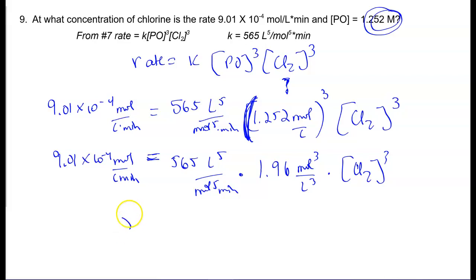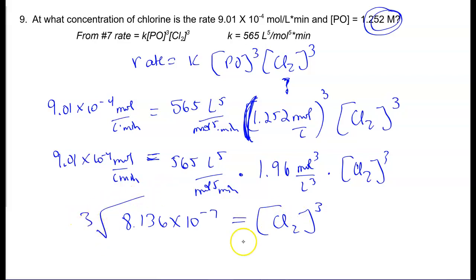Numerically, we're going to get 8.1306 times 10 to the negative seventh equals, excuse me, I don't have any units in there at this moment. We'll talk about units in a moment. Cl2 cubed. And now we're going to figure out, my goodness, I apologize, concentration of Cl2. So square bracket Cl2. I've got to take the cube root of both sides. So we're going to take the cube root of both sides.